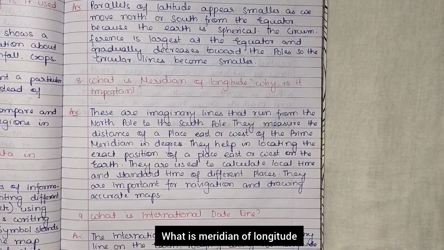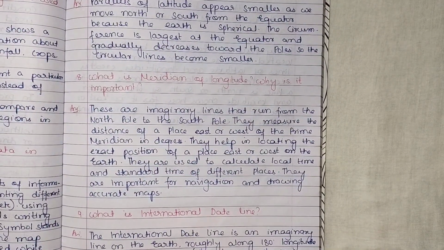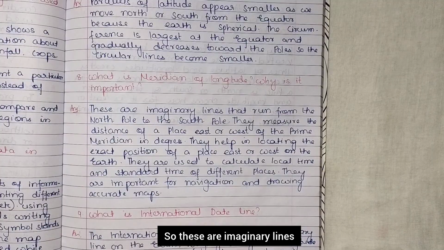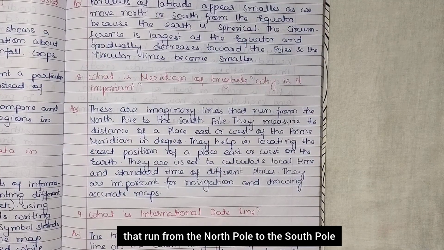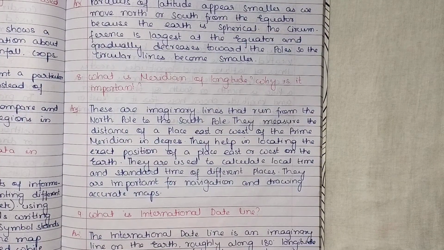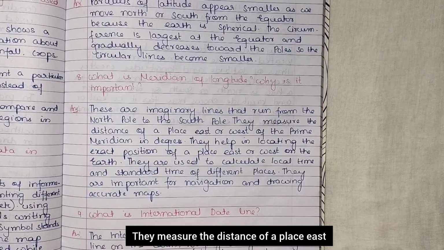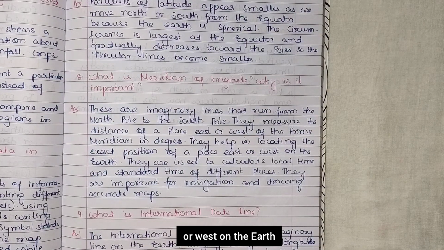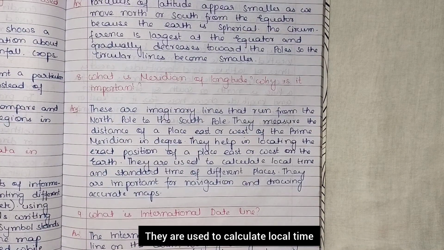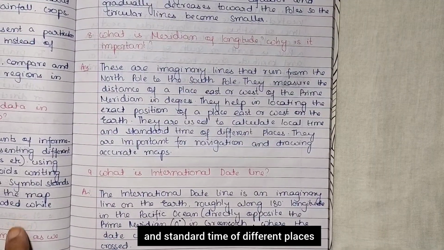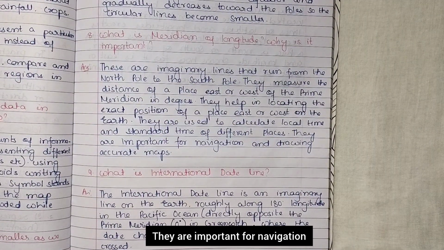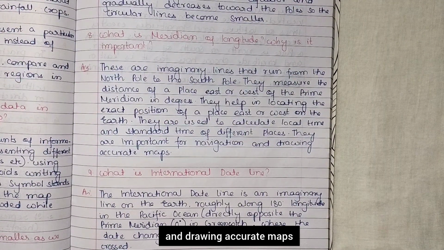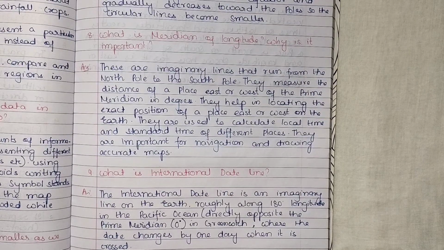What is a meridian of longitude? Why is it important? So these are imaginary lines that run from the North Pole to the South Pole. They measure the distance of a place east or west of the prime meridian in degrees. They help in locating the exact position of a place east or west on the earth. They are used to calculate local time and standard time of different places. They are important for navigation and drawing accurate maps.